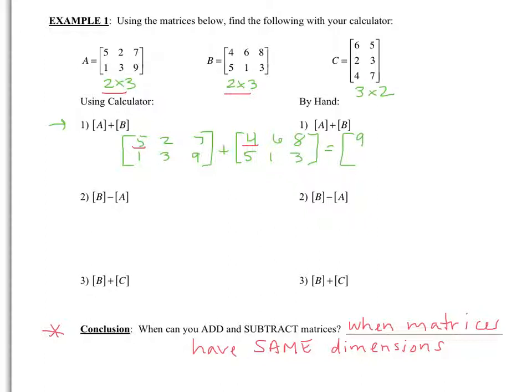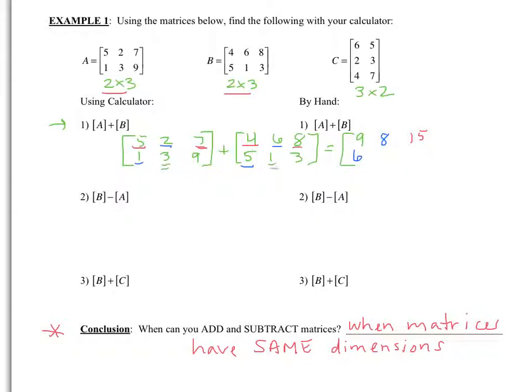Okay, then I'm going to add 2 and 6 together, and we get 8. Then we'll add 7 and 8 together, and we get 15. And then we go down. 1 plus 5 is going to give us 6.